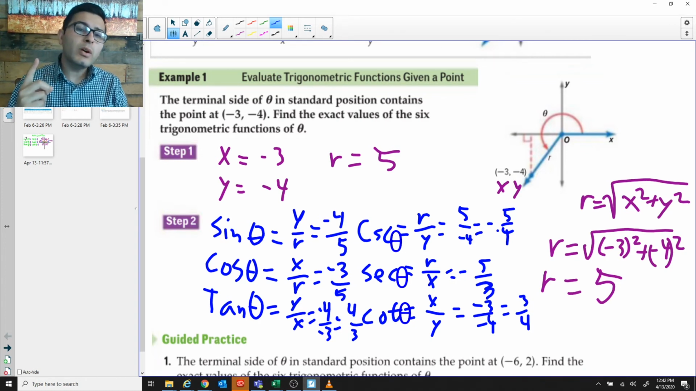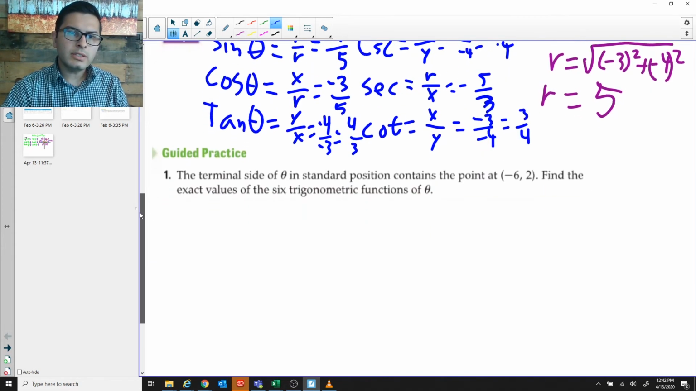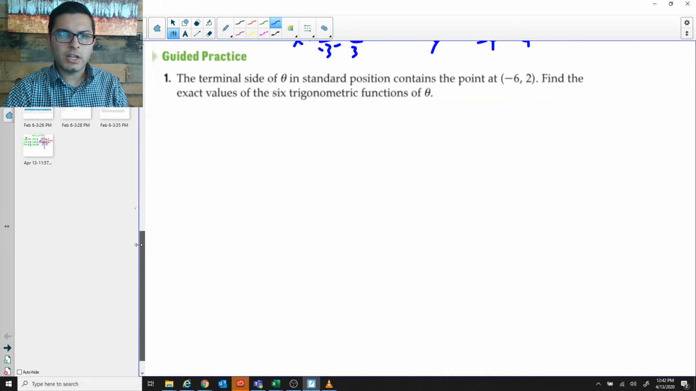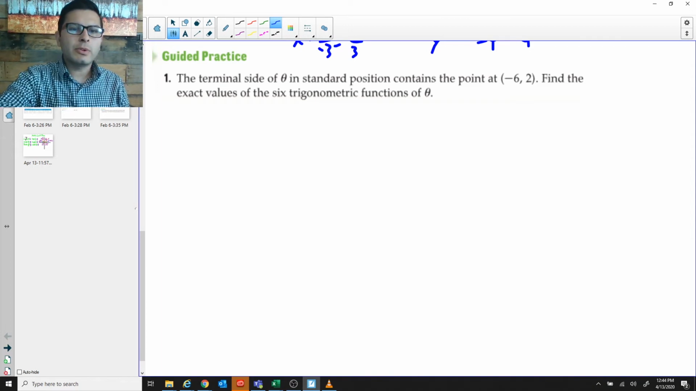So remember, step one, find out x, y, and r first, and then you can just throw it into your trig function. All right, so let's give our guided practice a shot. Now, this is the point that you should pause the video and try it out for yourself. Our step number one will be to try and find out the value of what our x, y, and r equal.